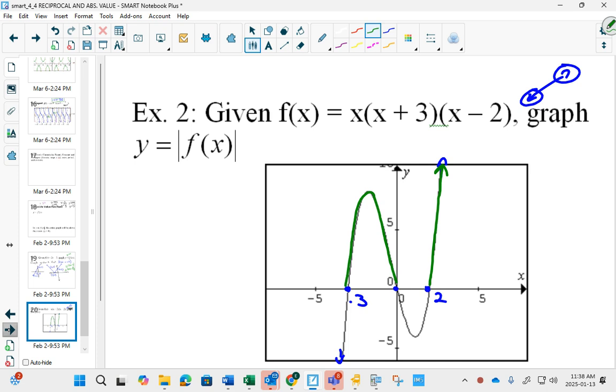Then wherever things are negative, so it looks like I have 1 comma negative 4 about, that would become 1 comma positive 4. And this part that was negative would get reflected up. And this part of the graph that was negative would get reflected up.